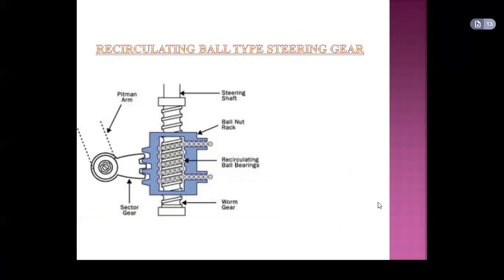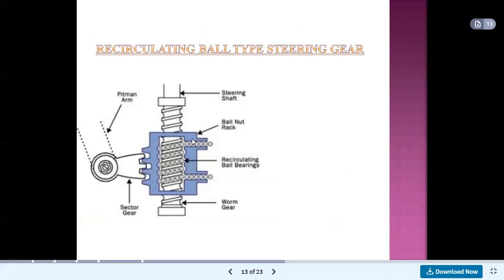If we see the next type, that is the recirculating ball type steering gear. In this system, the steering shaft is provided, and here the ball nut rack is provided. Recirculating ball bearings are available. This is the worm gear. This is the sector gear. This is the pitman arm.